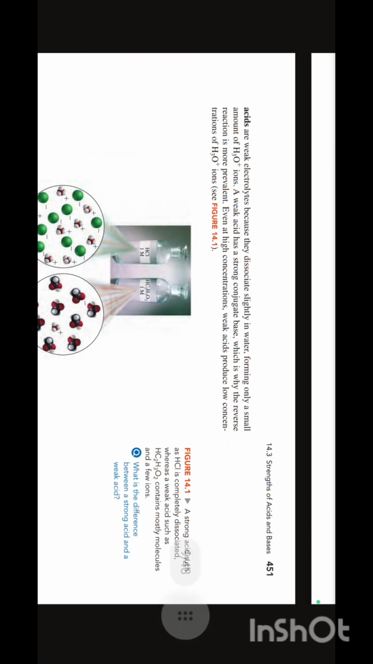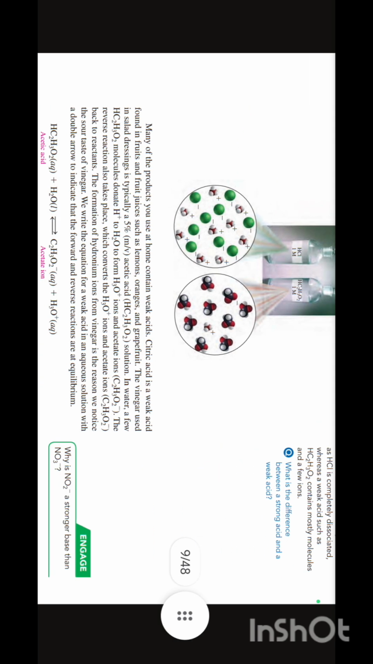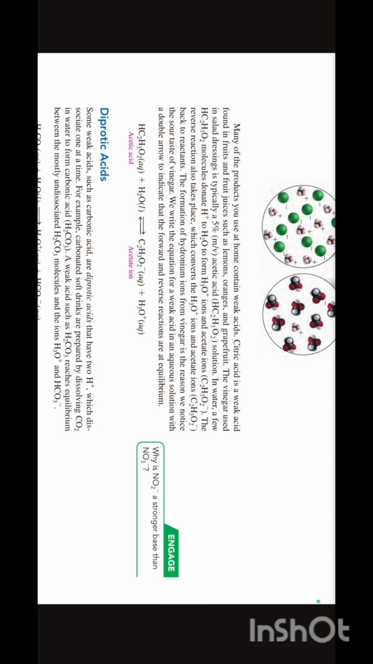Acids are weak electrolytes because they dissociate slightly in water, forming only a small amount of H3O+. A weak acid has a strong conjugate base, which is why the reverse reaction is more prevalent. Even at high concentration, weak acids produce a low concentration of H3O+ ions. Many of the products we use at home contain weak acids.